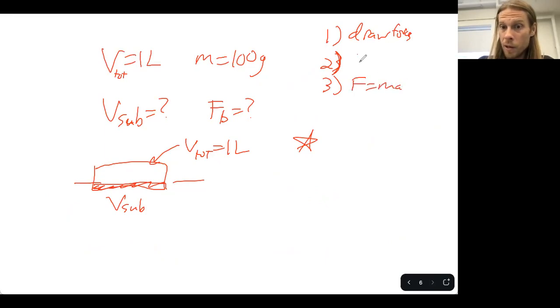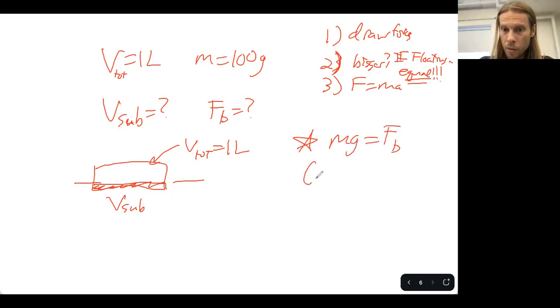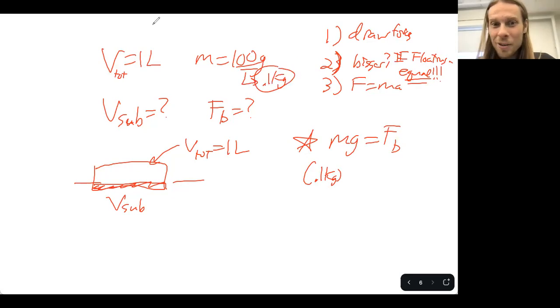And then which is bigger? If floating, equal. They're equal because a is 0. So mg equals FB. So m is 100 grams, 0.1 kilograms. Careful. Careful. 0.1 kilograms. Oh no. Units. And what's this one? This one is 0.001 or 10 to the negative 3 cubic meters.